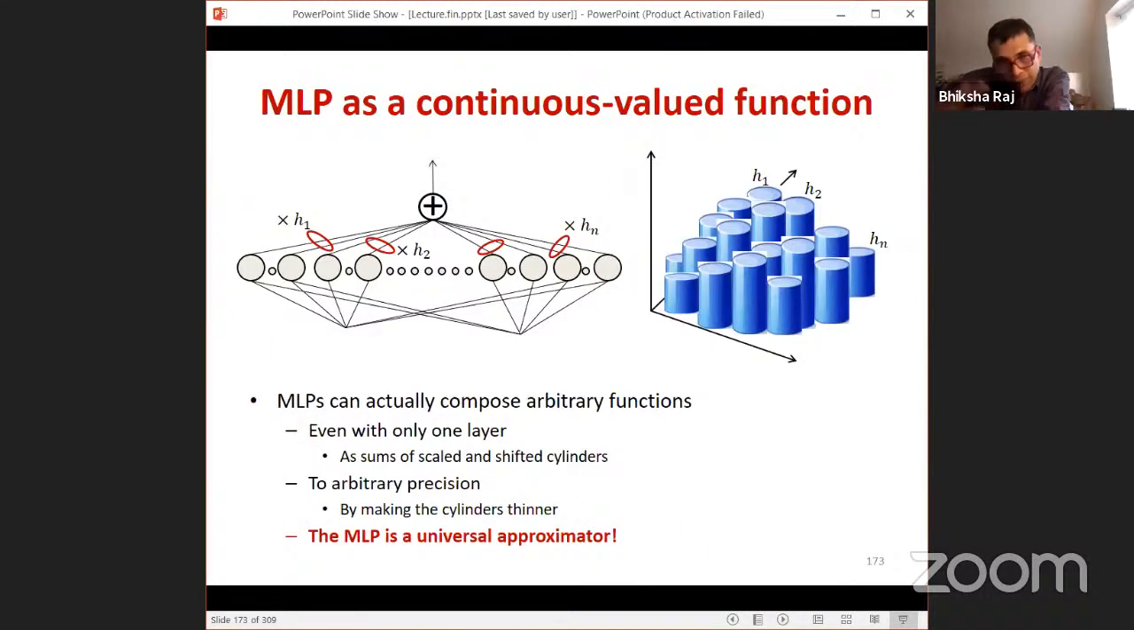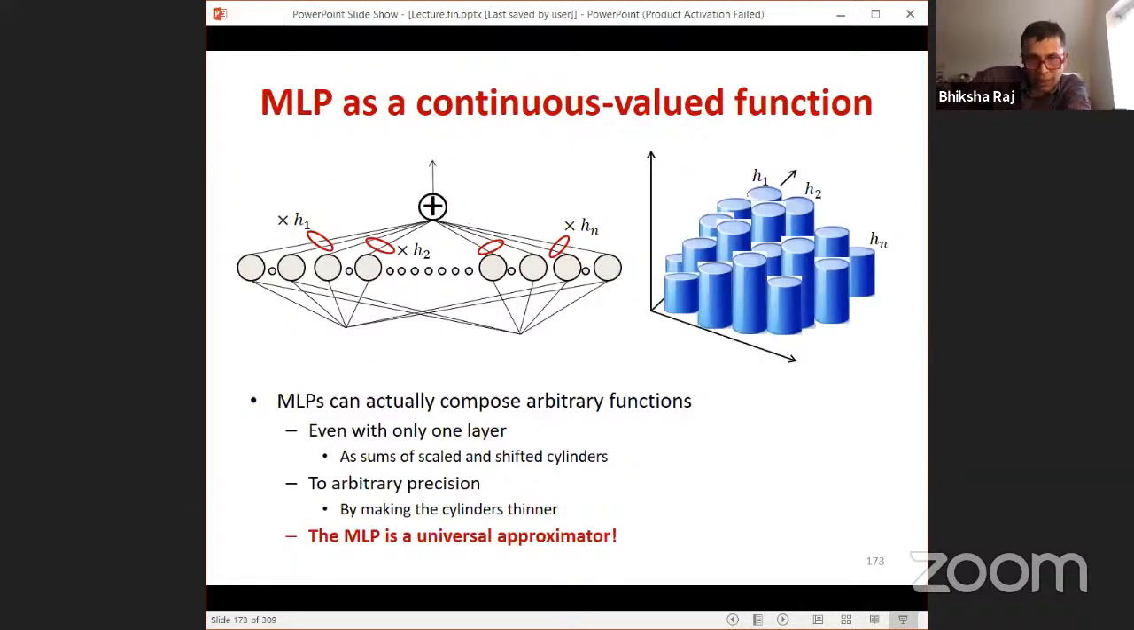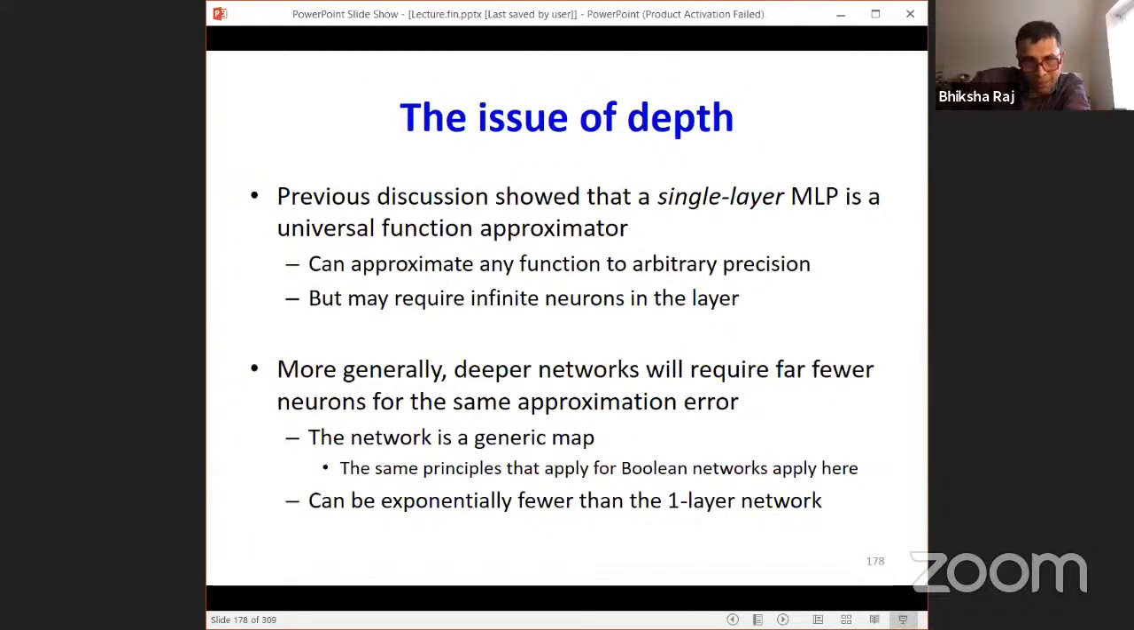So if I want to get an arbitrary function in some high dimensional space, all I need is many, many cylinder functions filling up the space. I scale up their outputs by the appropriate height, and I can approximate the function that I want to arbitrary precision. So a one hidden layer MLP is a universal approximator. It can approximate any function at all. But then, once again, deeper networks will require far fewer neurons than shallower ones for the same approximation error. So I'm going to stop here because we're going over time.